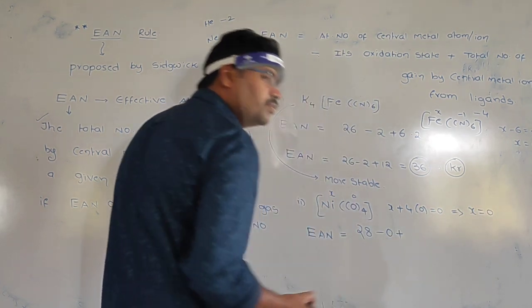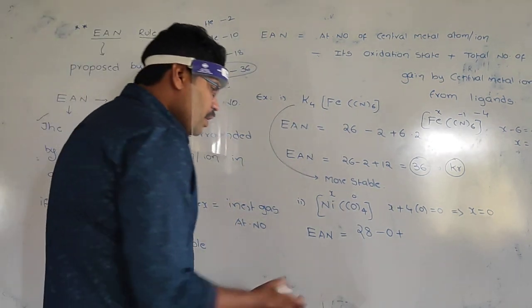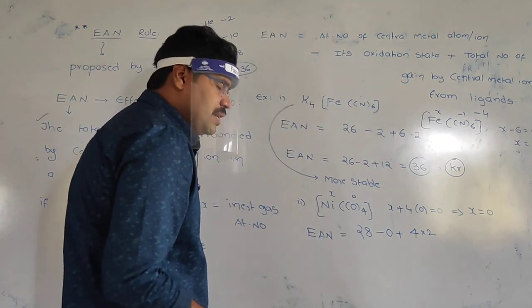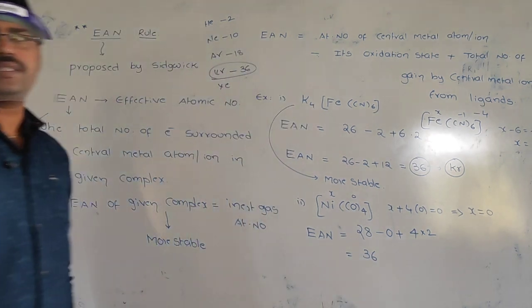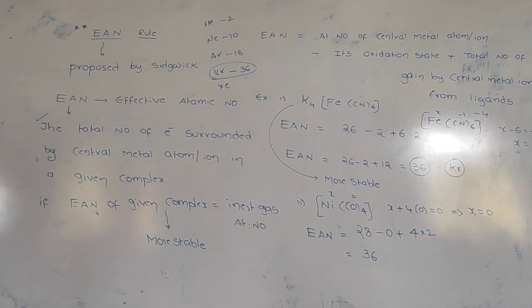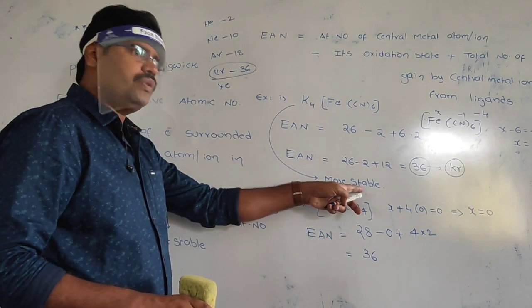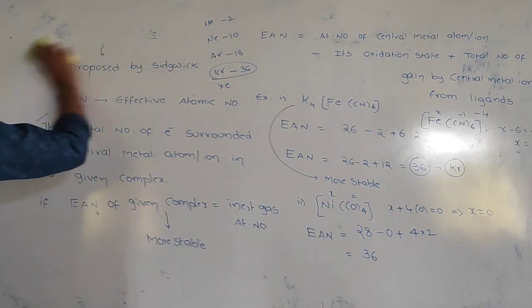Oxidation state 0. Total number of electrons gained by the central metal atom or ion, whatever it may be: 4 ligands are there, students. 4 into 2, 8 electrons, and that's why 28 plus 8, dear students, is 36. Once again, we got inert gas configuration, which confirms that tetracarbonyl nickel is also, come on students, a stable complex.